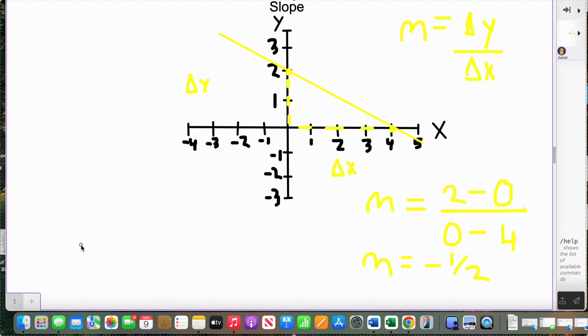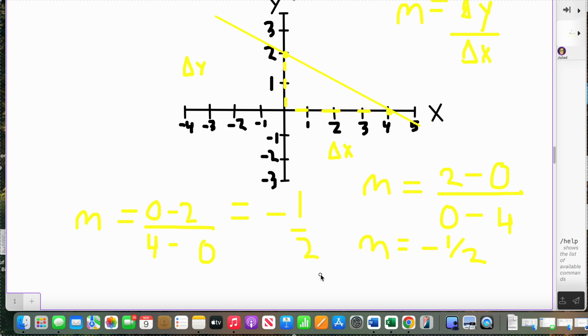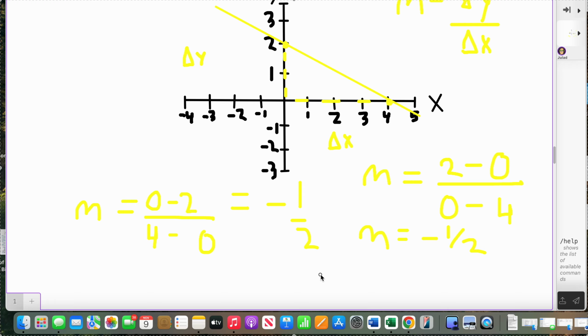Now let's try it the other way. If we took the point 0 for the y value, and then 4 for the x value first, minus 2 for the y value, and 0 for the x value, we would still get -1/2. So either way works as long as the x value and y value correlate.